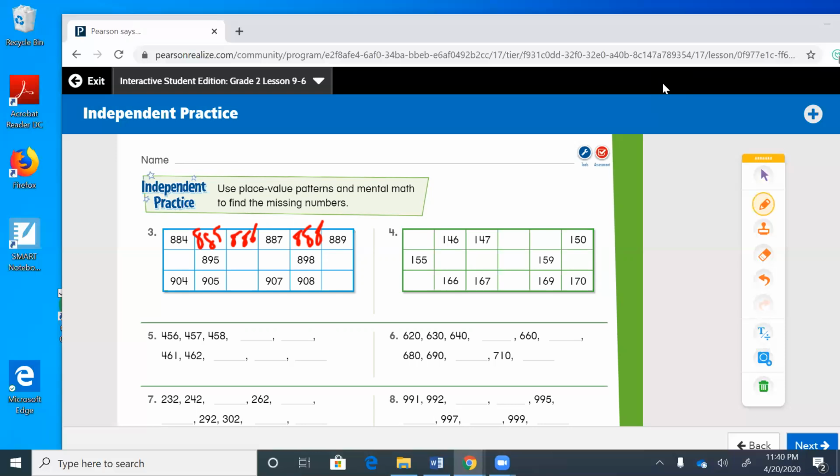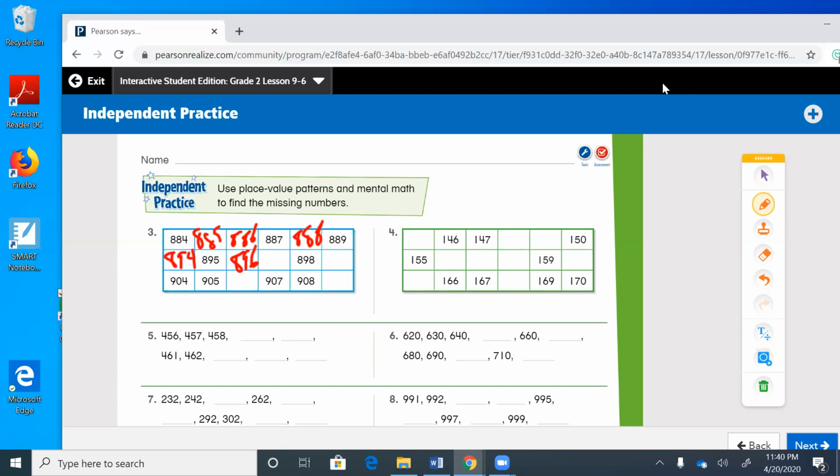Start at 884. 884, 894. Notice now the tens digit is changing. The tens digit is the one in the middle. All right, let's skip that one, it's done. 885, 895, 905. All right, here we are, 886, 896.